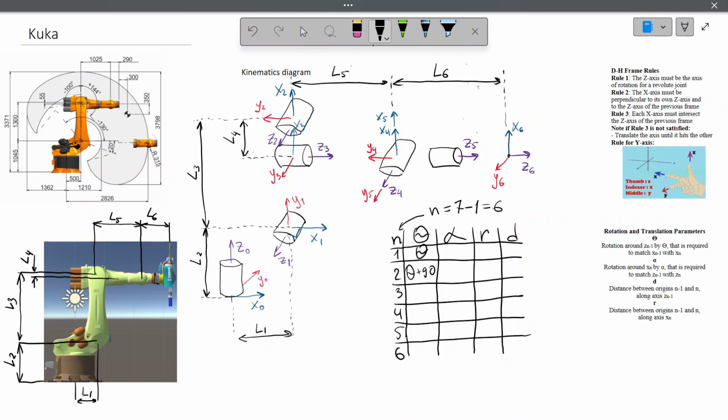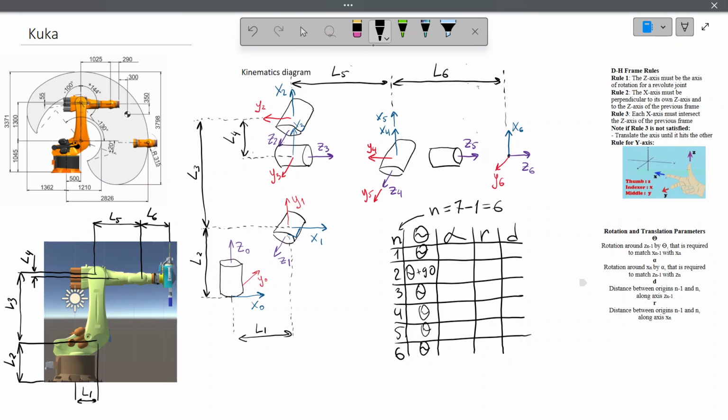Next, x2, x3, same direction. Here just theta. x3, x4, same direction, theta. x4, x5, same direction, theta. And last one, x5, x6, also same direction, just theta.